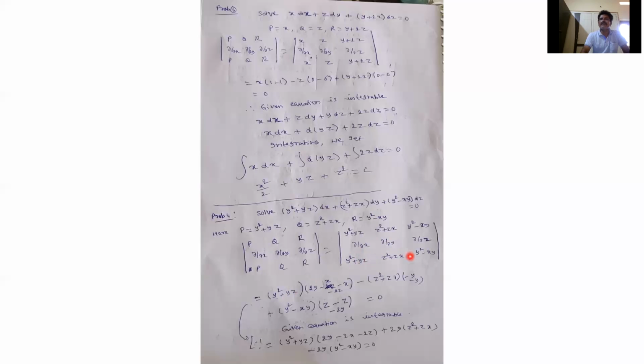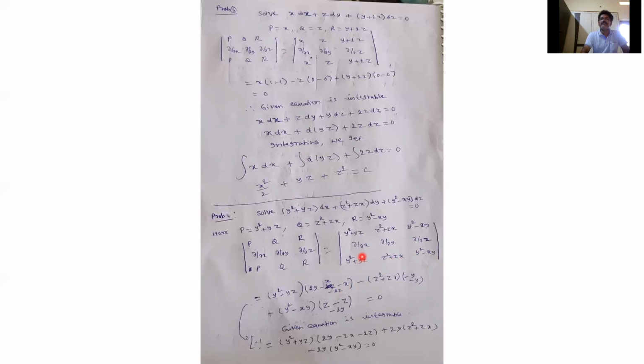First, del by del y of y square minus xy. For y square, del by del y of y square is 2y. For minus xy, with respect to y the partial derivative treats x as constant, so we get 2y minus x. Then minus del by del z of z square plus zx, which gives minus 2z minus x.